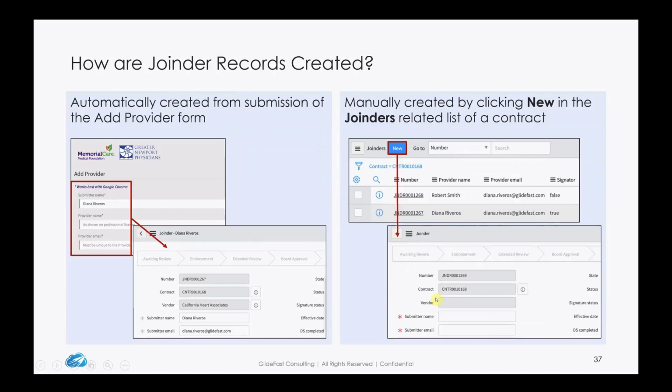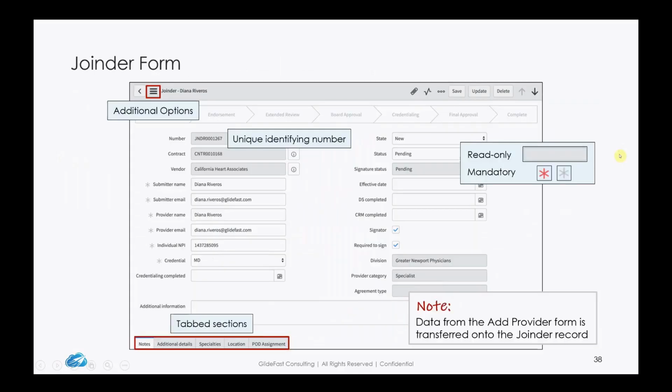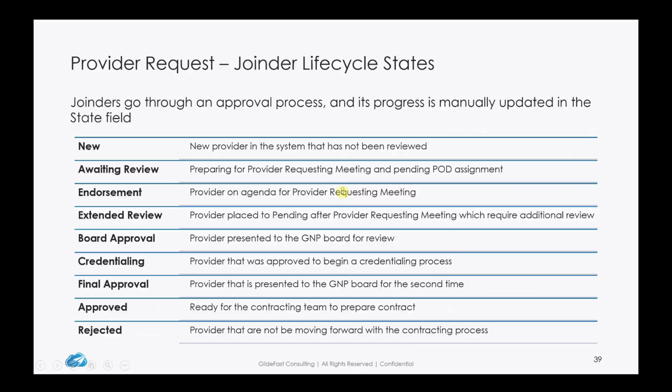How are jointer records created? They are generally created from the submission of the add provider form. However, you can manually create them as talked about before by clicking new in the jointers related list of a contract. Here's the jointer form. Very, very similar to that contract form that we looked at earlier. You'll notice, though, that the tab sections, there are a lot more of them. Notes, additional details, specialties, location, and POD assignment. And then our read-only and mandatory fields also apply to a jointer form and a unique identifying number.